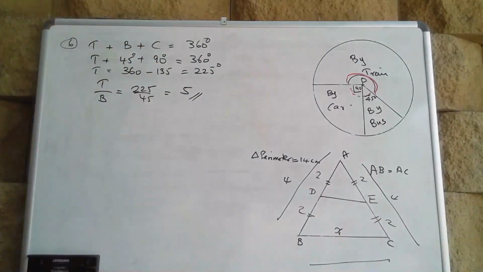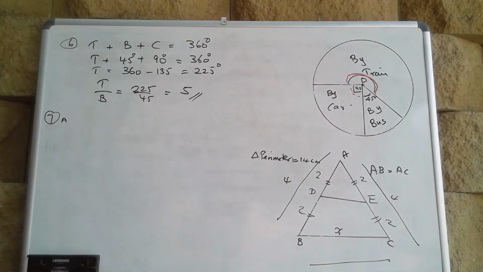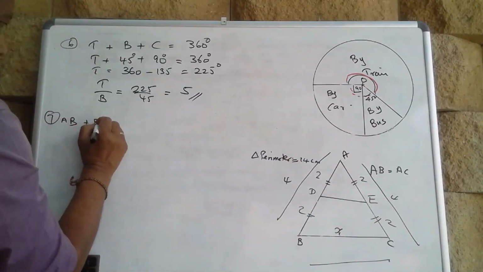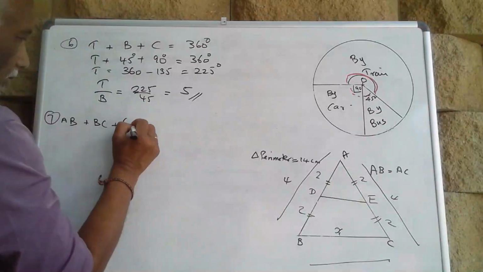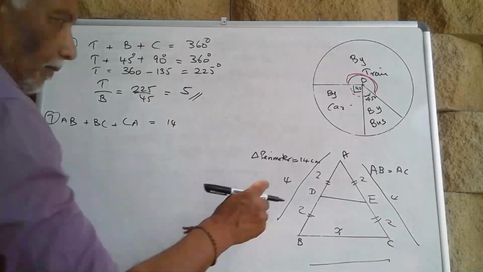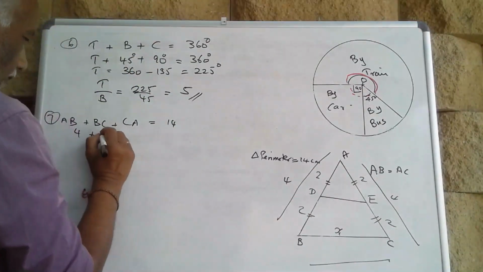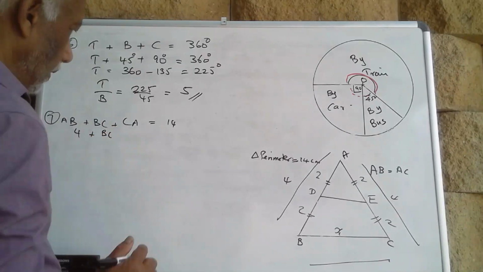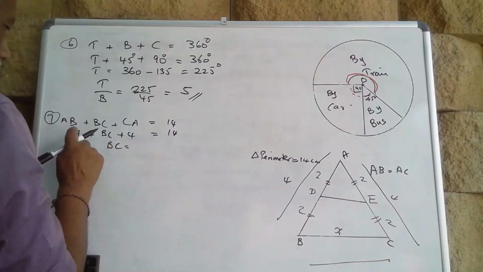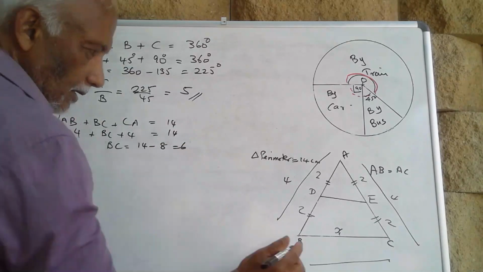So I'm going to write, that's question number 7, AB plus BC plus CA equal to 14. But AB is 4, BC we don't know, CA is 4, equal to 14. Therefore, BC must be equal to 14 take away 4 plus 4, which is 8, that's going to be 6. So this is simply 6.